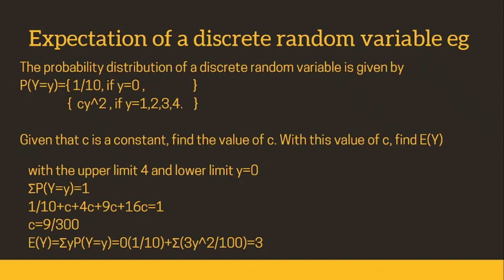And after that, when we find the expectation, we will just take the probability times the actual value itself. So this is how you get 0 times 1 over 10. And then you do the summation of 3y squared over 100 from 1 to 4. And that's how you get an expected value of 3.